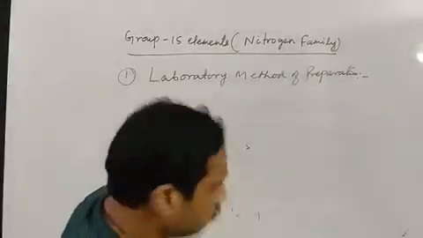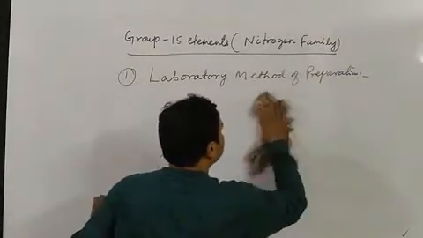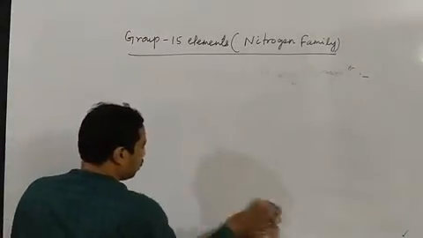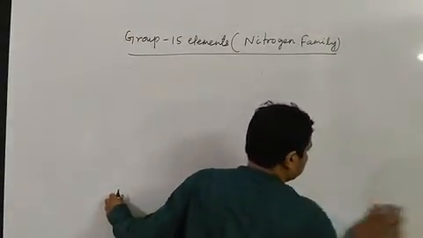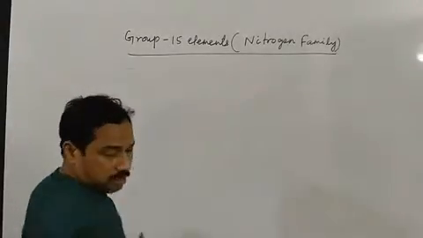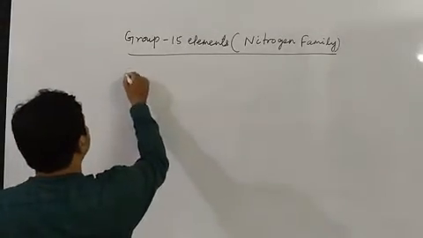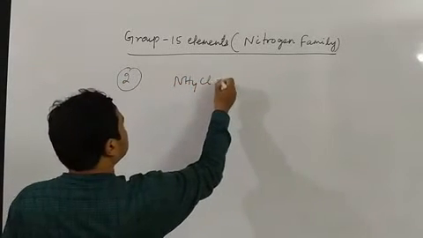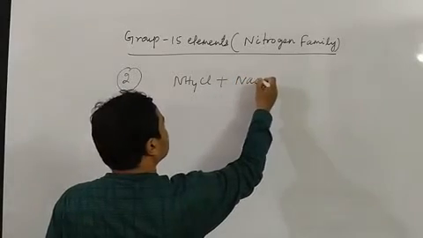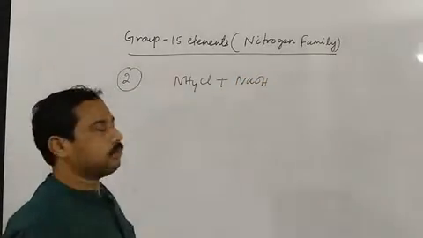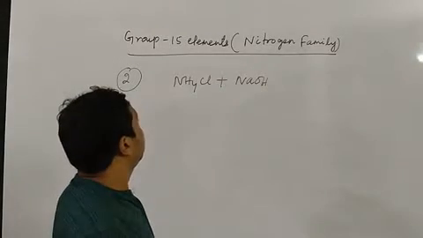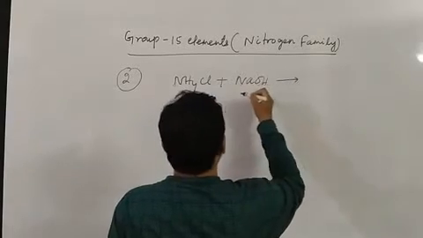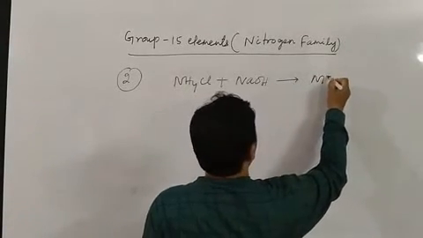Next we have to study the other method of preparation of ammonia. The second method of preparation: when ammonium chloride is heated with sodium hydroxide, or by heating the salt of ammonium chloride with sodium hydroxide, it also results in the formation of ammonia.